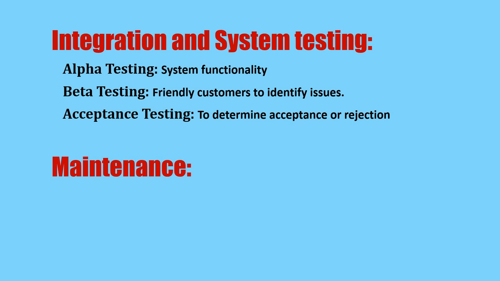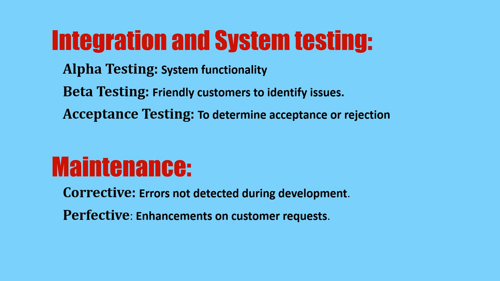Maintenance is a crucial phase in the software lifecycle, consuming 60% of the total development effort. There are three types of maintenance. Corrective maintenance addresses errors not detected during development. Preventive maintenance is enhancement based on a customer request. Adaptive maintenance is required for porting software to new environments like different platforms or operating systems.